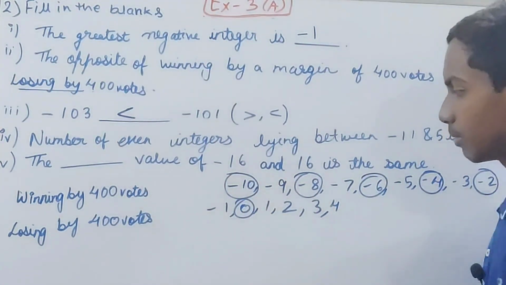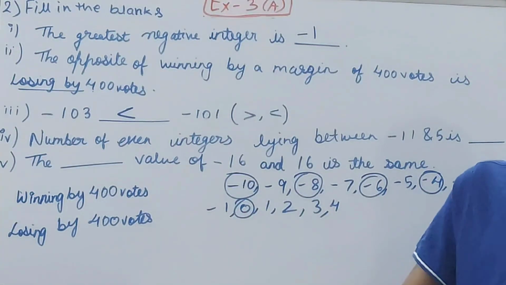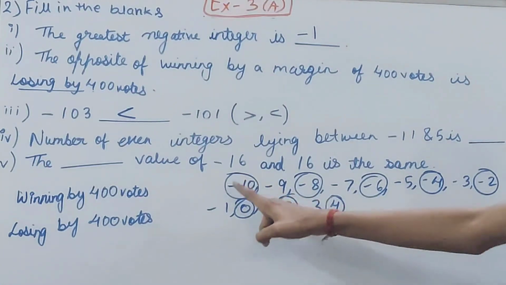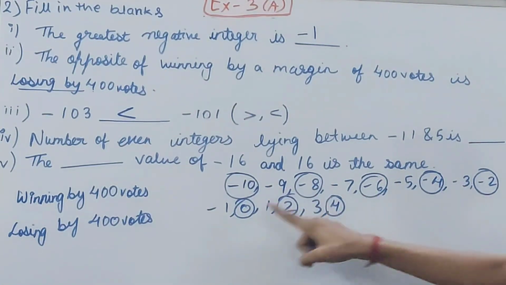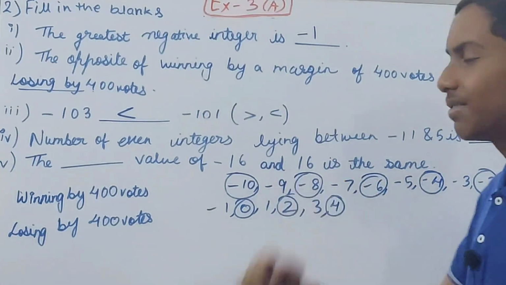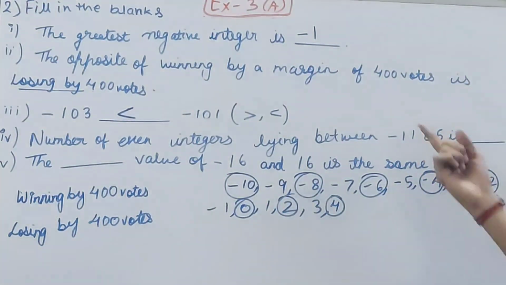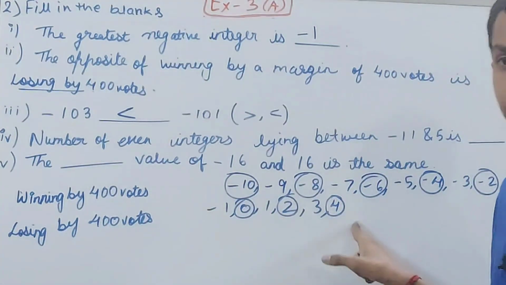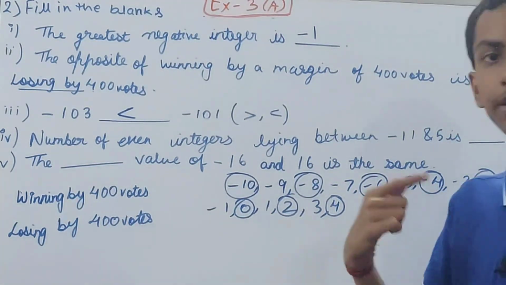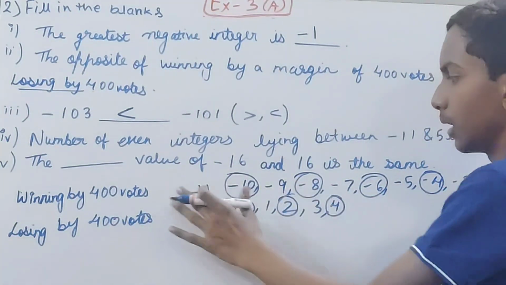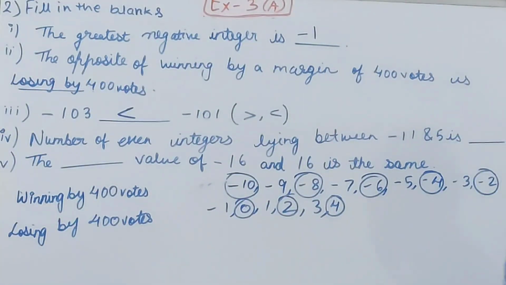Even 0 is divisible by 2. Why? Because it gives 0 in the remainder, right? Then 2 and then 4. Count how many? 1, 2, 3, 4, 5, 6, 7 and 8. So total of 8 even integers lie between minus 11 and 5. Okay, and it's between, so we will not write minus 11 and 5. If it is from minus 11 to 5, then over here you would write that number down and so on. But it is between, so it's not required. So total of 8 even integers.